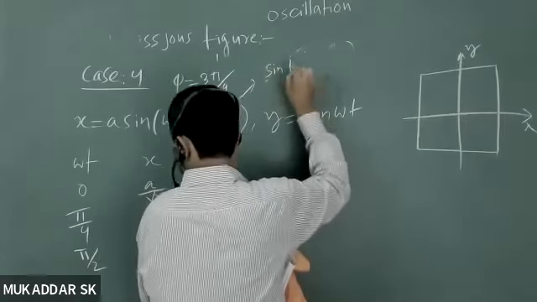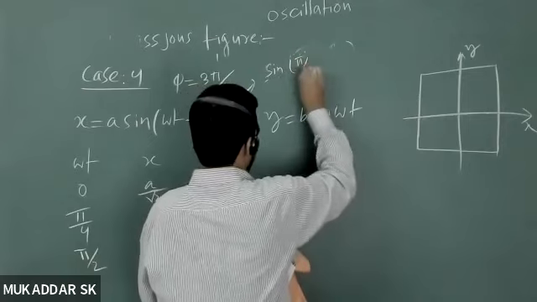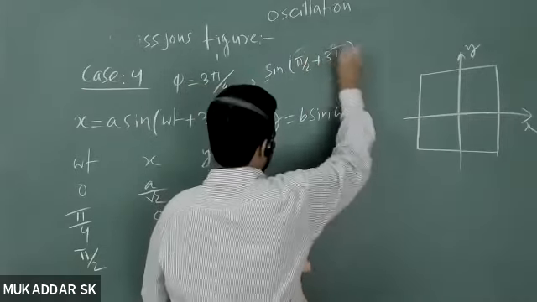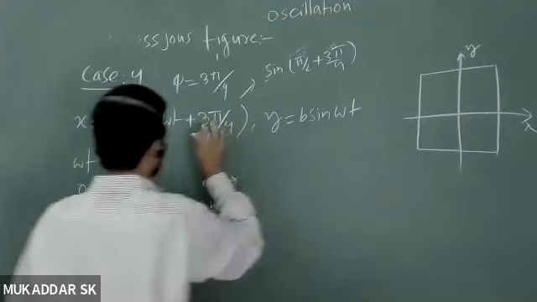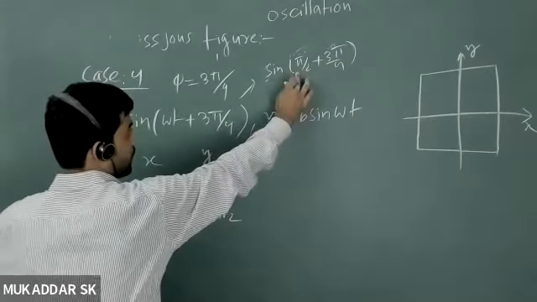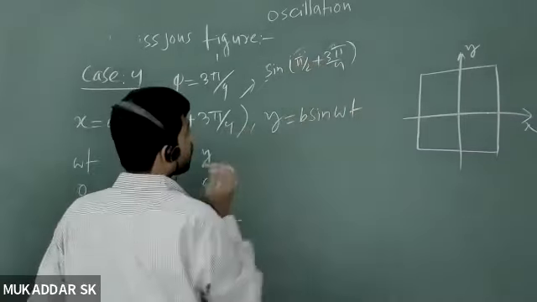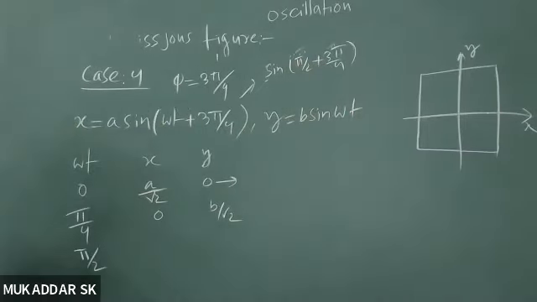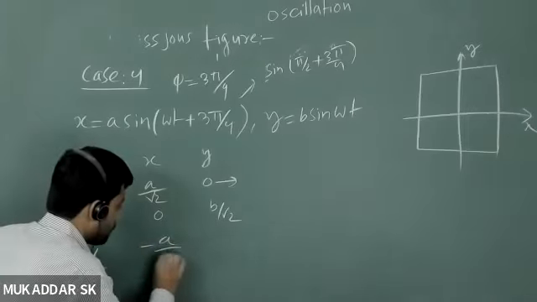Sin of pi by 2 plus 3 pi by 4, right? Because 3 pi by 4 is the initial phase, and omega t is equal to pi by 2. So pi by 2 plus 3 pi by 4 is 5 pi by 4. So is it A by root 2, or minus A by root 2? It should be minus A by root 2.